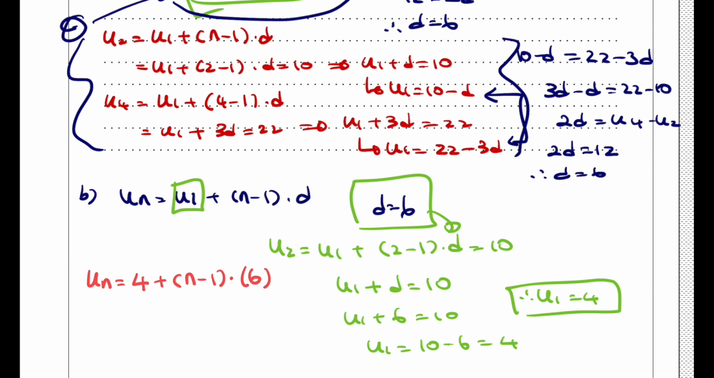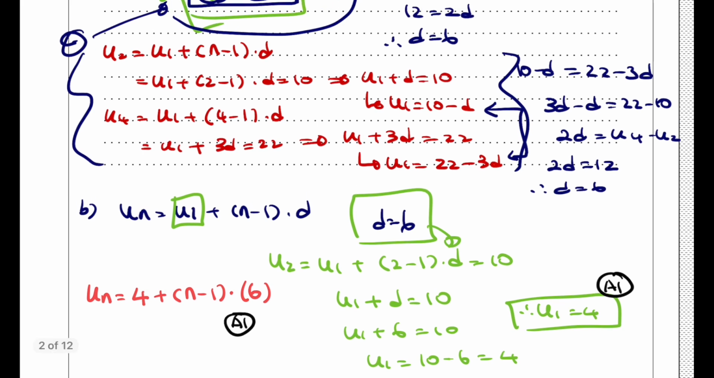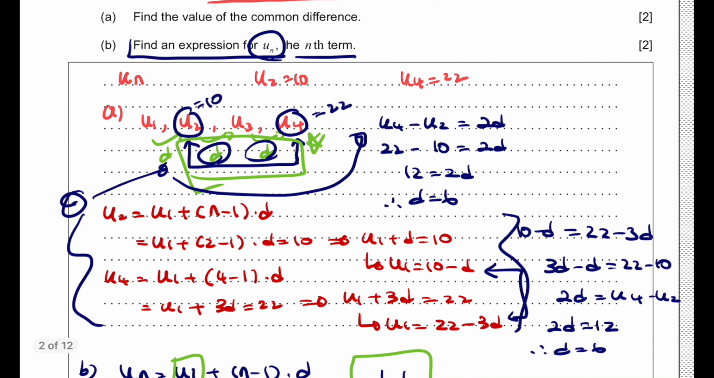So for these questions, identifying the U1 value gets 1 answer point. Finding the equation is another answer point. So question B gets 2 marks. For question A, you can use any method. You can use this method or you can use this method, but using a valid method can get you 1 method point, and getting the correct answer or the correct D value can get you another answer point. So this question is a total of 4 marks.